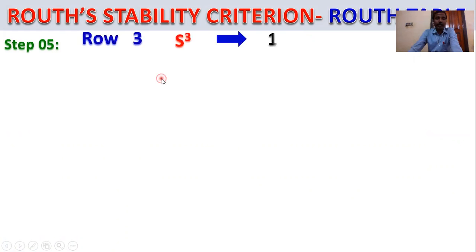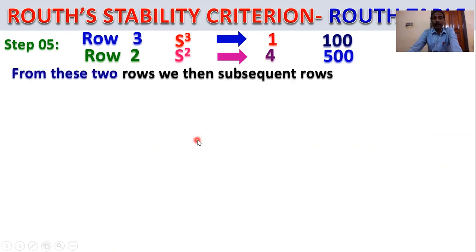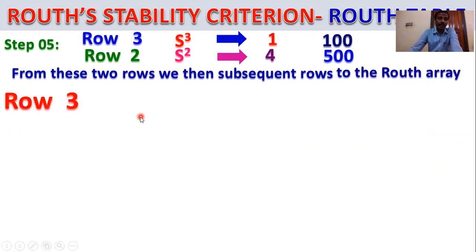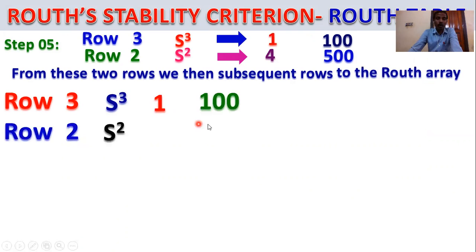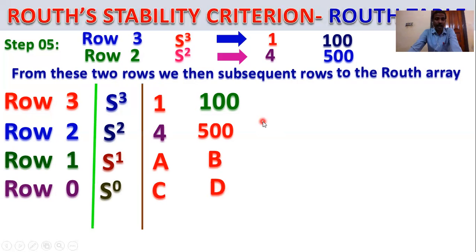Row 3, S cube: 1 and 100. Row 2: 4 and 500. From these 2 rows, we then construct the subsequent rows of the Routh array. Row 1, S to the power 1: A, B. Row 0, S to the power 0: C and D. So calculate A, B, C, D.